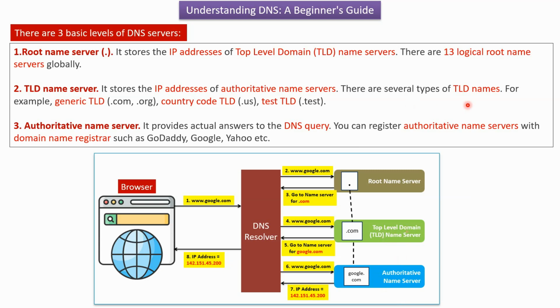There are several types of TLD names. For example, generic TLD: .com, .org; country code TLD: .us, .uk, etc.; test TLD: .test. Third one is authoritative name server. It provides the actual answers to DNS queries. For example, this server only provides the IP address of www.google.com or www.yahoo.com, etc. You can register authoritative name servers with domain name registrars such as GoDaddy, Google, Yahoo, etc.